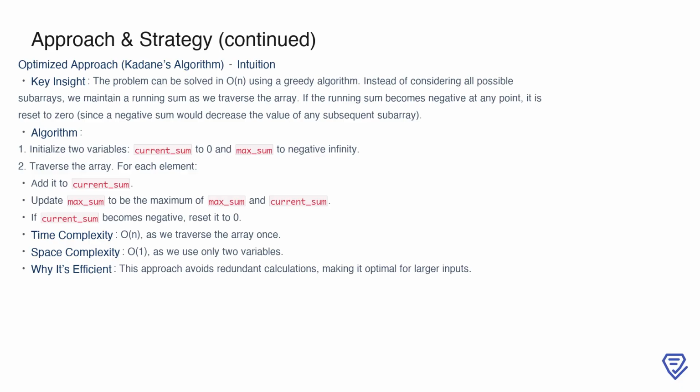The algorithm is straightforward: initialize two variables, current_sum set to 0 and max_sum set to -infinity. For each element in the array, add it to current_sum, update max_sum to the higher value between max_sum and current_sum, and reset current_sum to 0 if it becomes negative. This method is incredibly efficient, requiring just one traversal of the array, resulting in a time complexity of O(n). It also uses only two variables, making it space efficient with O(1) space complexity. By avoiding redundant calculations, Kadane's algorithm is ideal for solving this problem efficiently, even for large inputs.